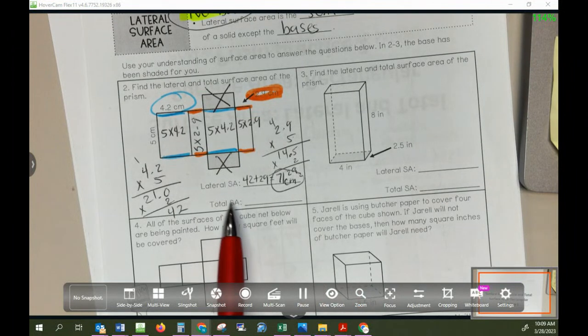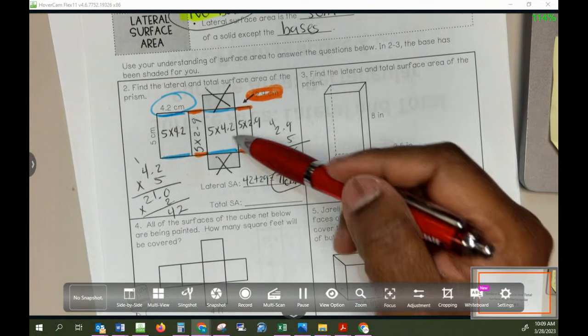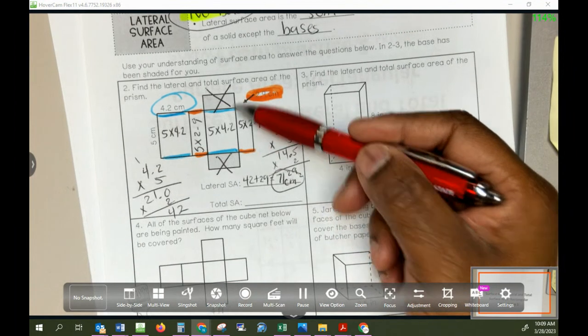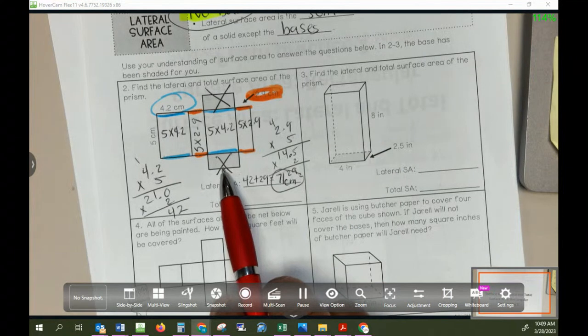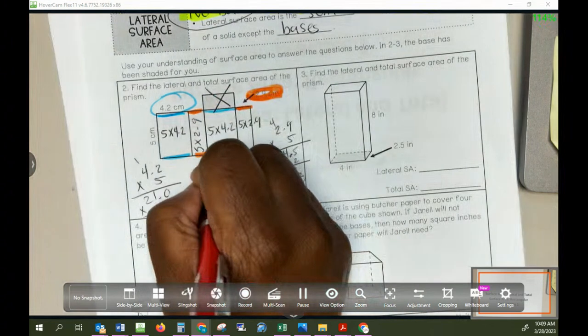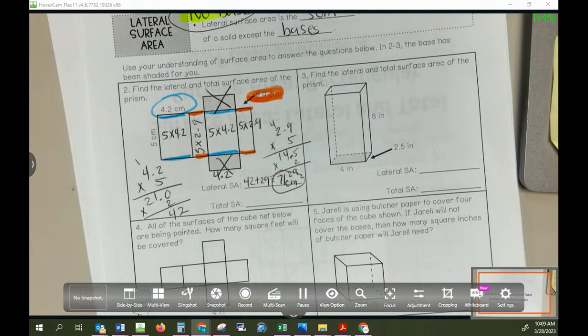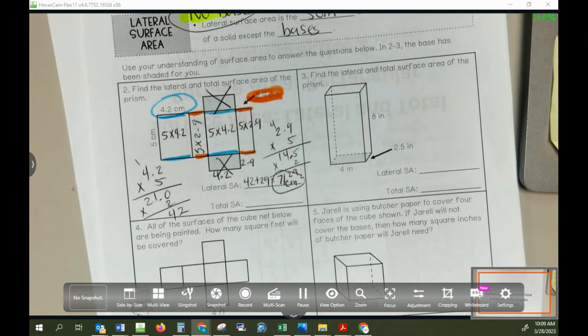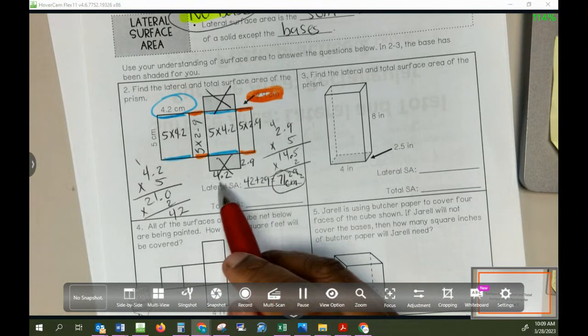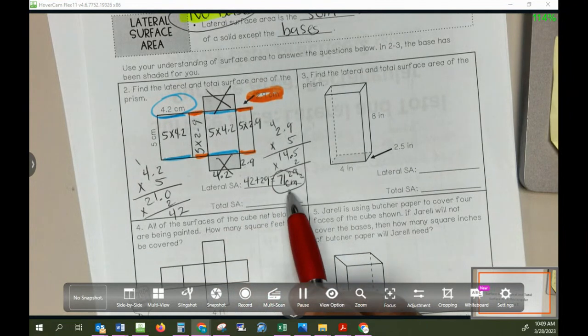Now if it asks me what's the total surface area, that means I need to include my base. So what are the two numbers I need to multiply to get the base? 4.2 is on the bottom, the bottom of the base, and 2.9 is the side. Great job. So you will multiply those two together and add it to the 71.